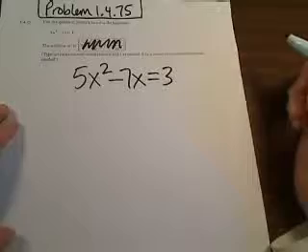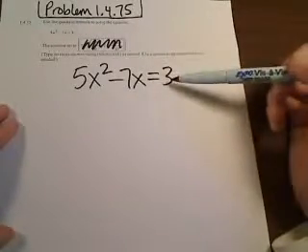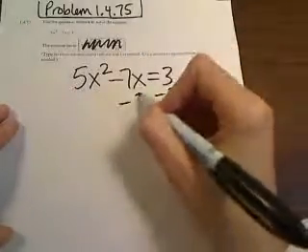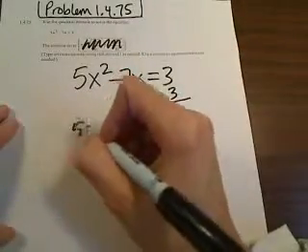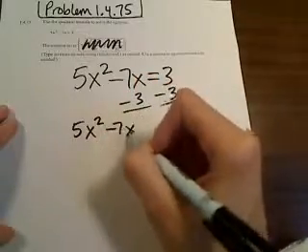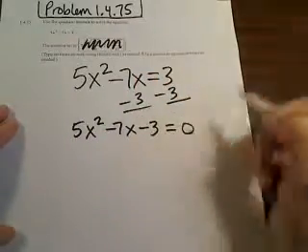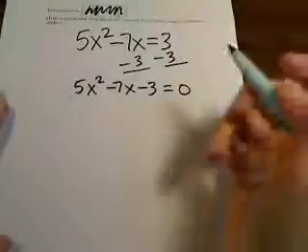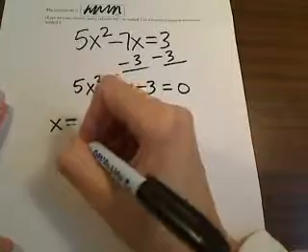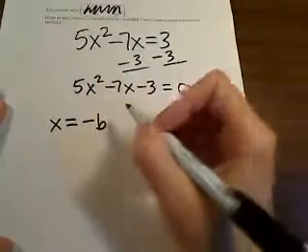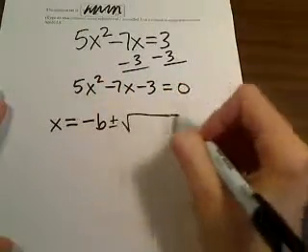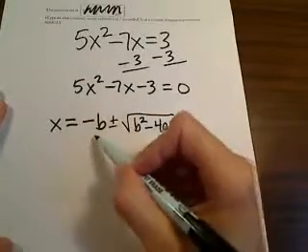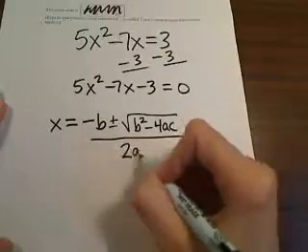So the first thing is, when you're going to use the quadratic formula, you have to have your equation set to 0. So the very first thing I need to do is subtract 3 from both sides, so that I have 5x squared minus 7x minus 3 equal to 0. Okay, and now I'm going to use this formula. Quadratic formula is x equals negative b plus or minus the square root of b squared minus 4 times a times c all over 2a.